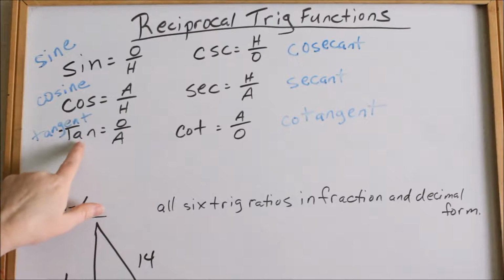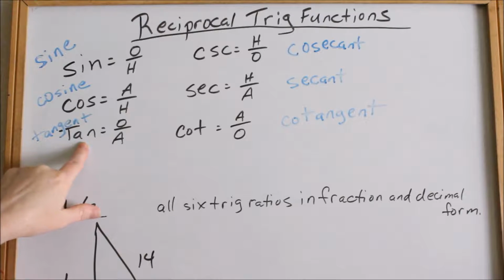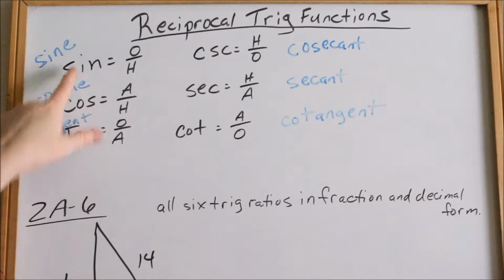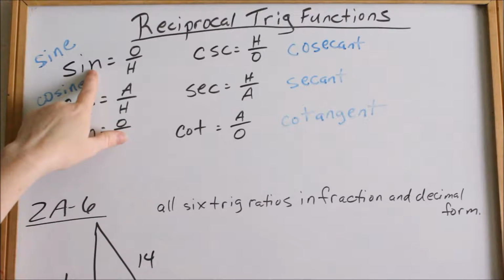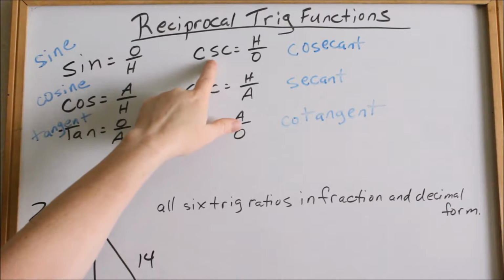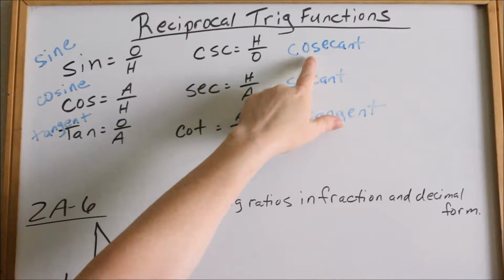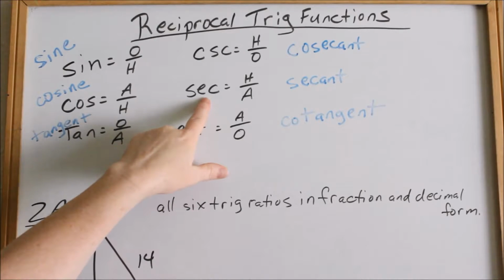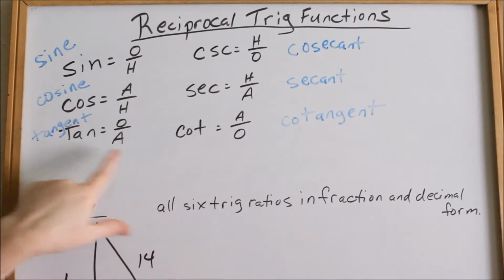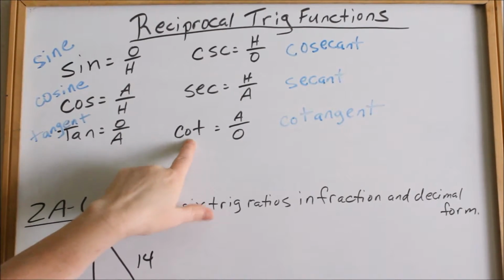Other than these three trig functions, there are three more. Each of these has a reciprocal. The reciprocal of sine is cosecant, the whole word cosecant. The reciprocal of cosine is secant, and the reciprocal of tangent is cotangent.